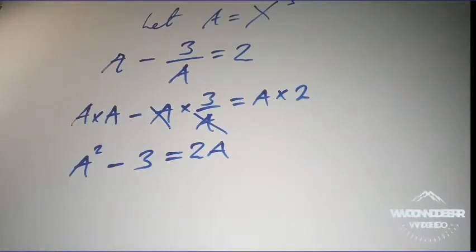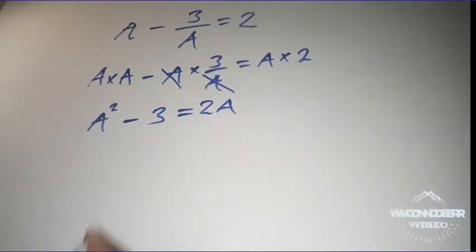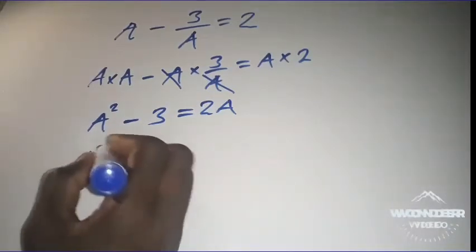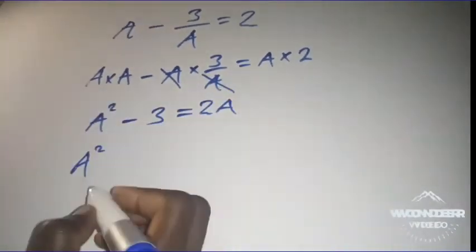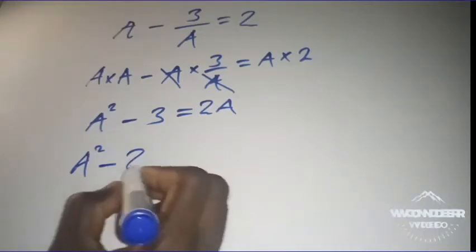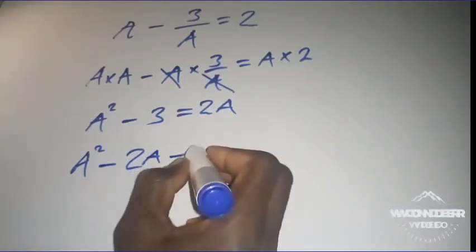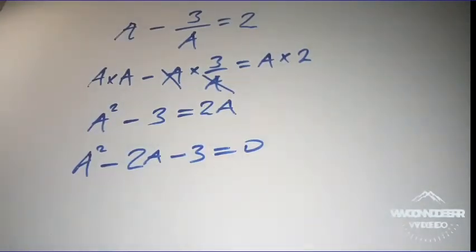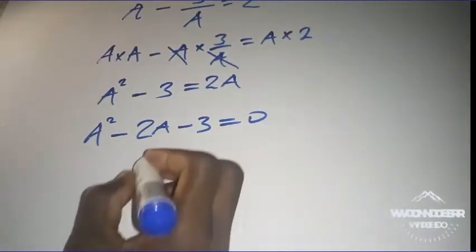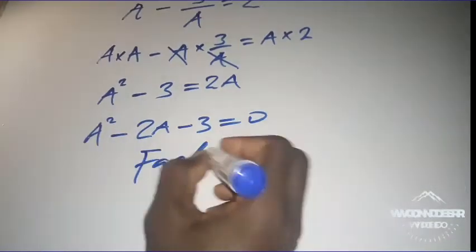So rewriting the equation, it is clear that this equation is quadratic. We have a squared. Transferring this 2a to the other side, we have a squared minus 2a minus 3 equals 0, which is purely quadratic. So we are not done yet. What we do here is factorize this quadratic.